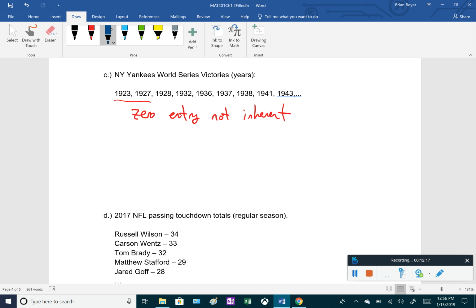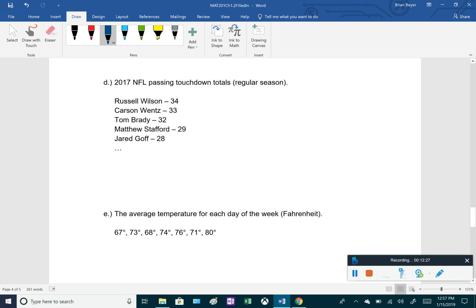So that means this has to be at the interval level. So at the interval level. And then for D, for the next one, we have the 2017 NFL passing touchdown totals, and we have the quarterbacks and the number of touchdowns that they threw in order.